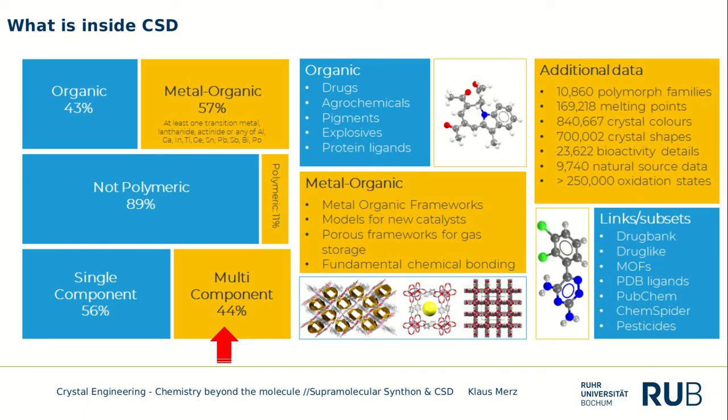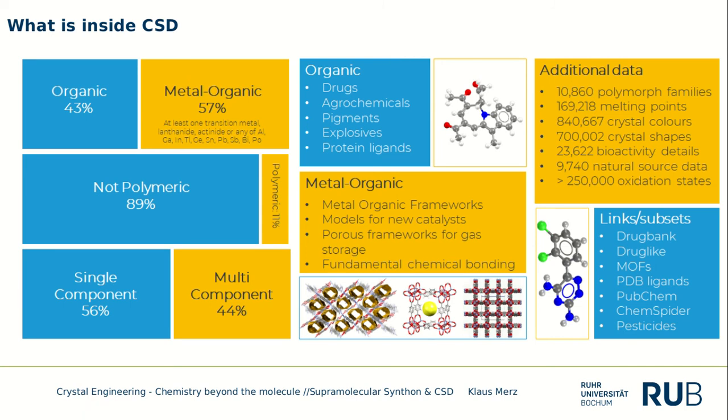You remember something like co-crystals? I introduced this very big topic, multi-component crystals, co-crystals, and we are coming back to this very fascinating class of crystal structure. And you will find a lot of, for example, drugs, agrochemicals, pigments, explosives, and so on. Everything is inside. This is directly from the homepage of the Cambridge Structural Database.